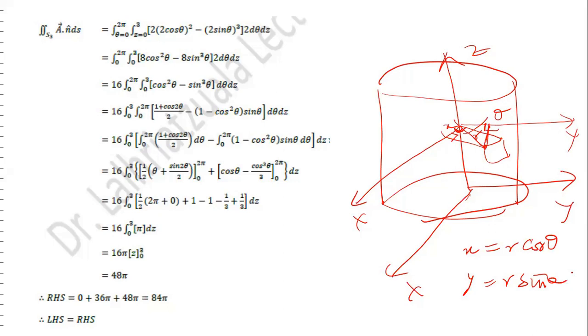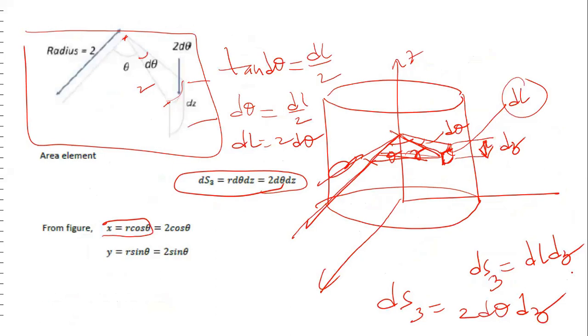So you can just picture a right angle triangle there, and then you can write x as r cos theta and y as r sine theta. So like this, you write x in terms of theta and y in terms of theta. Here the radius is 2. Instead of r, you just put 2.